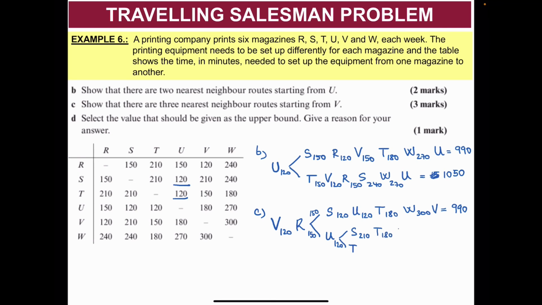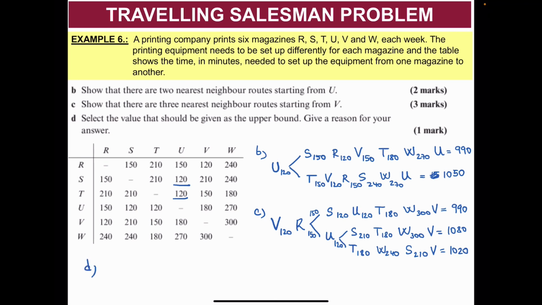From T I can get to W, and from W I'll get after 300 units to V. The second one, from T I'll get to W, because this is fine, and then from W I'll get to S, and then from S I'll take 210 and that gets me to V. So that would be 1080, and this one would be 1020.